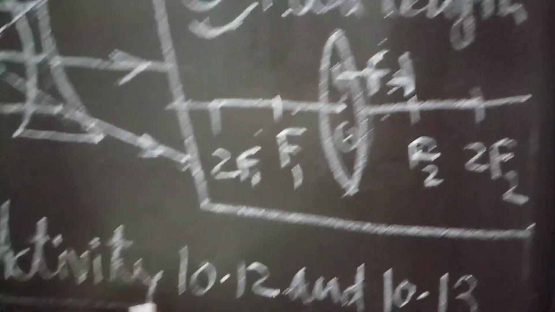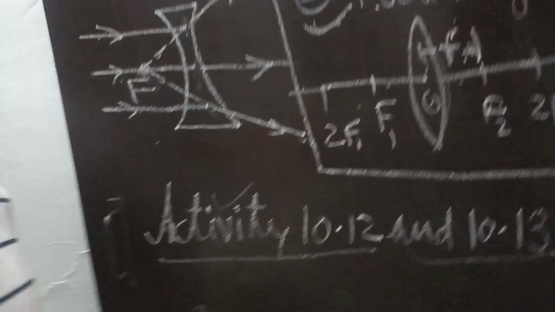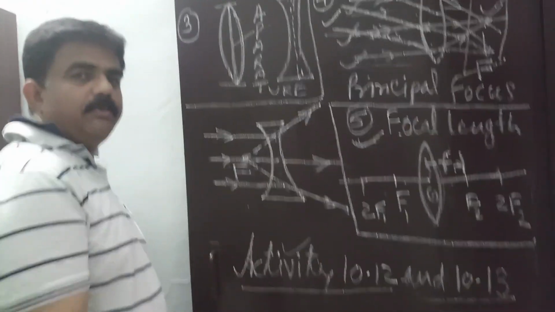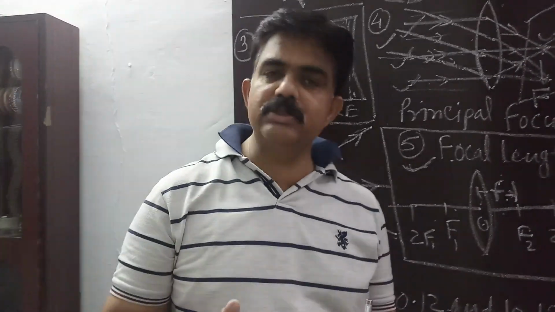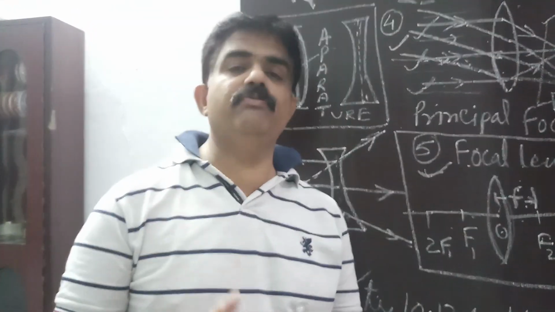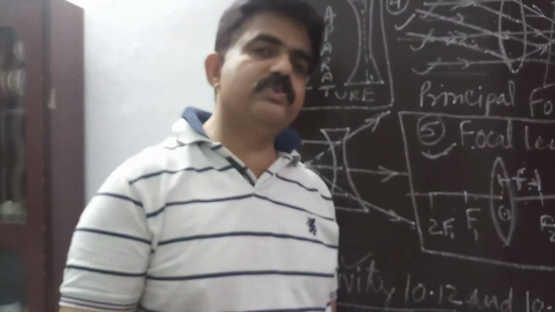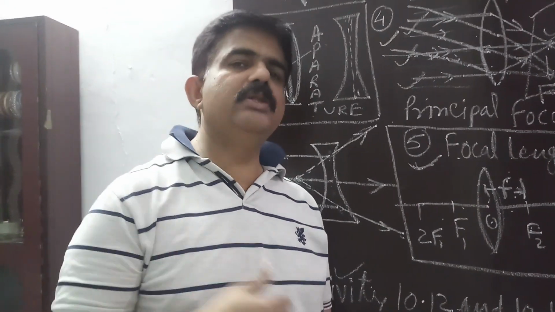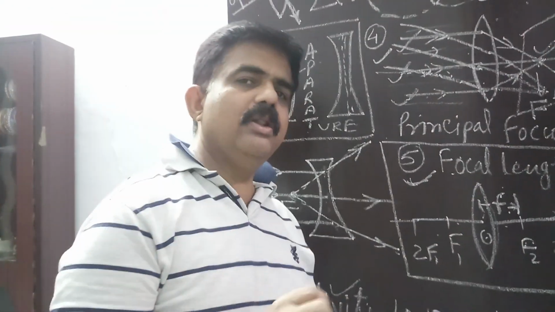Now I will discuss the 2 activities. I will perform these activities and send you the videos. You will enjoy. After studying those videos, we learn how the image is formed, and when the object is placed at different positions in front of a convex or concave lens, what is the position of the image, the nature of the image and the size of the image. All these we discuss after performing the activity. Till then, you wait.